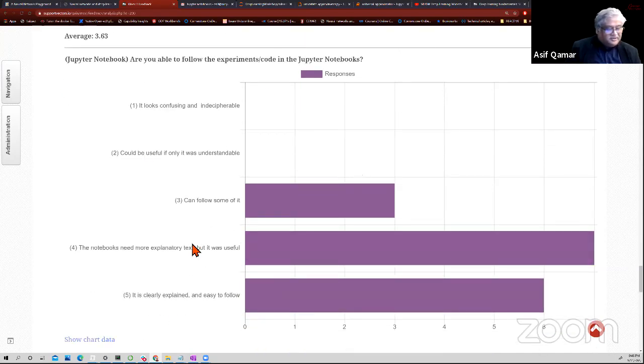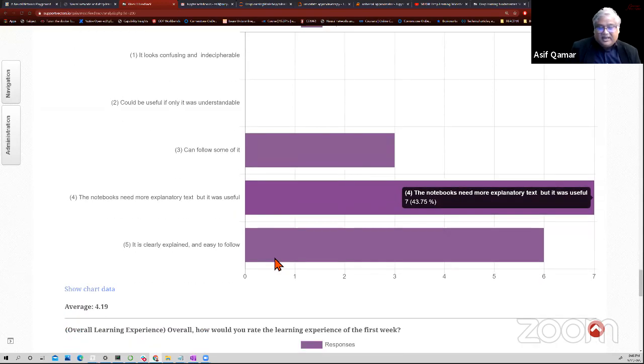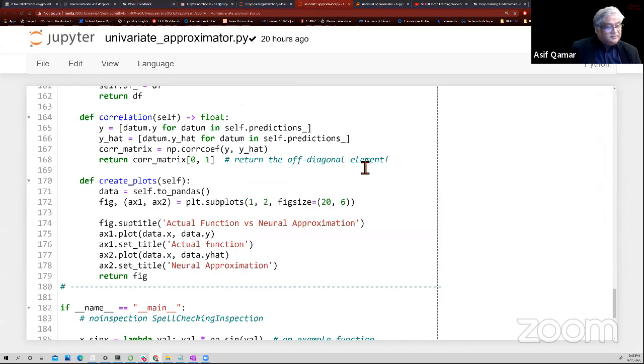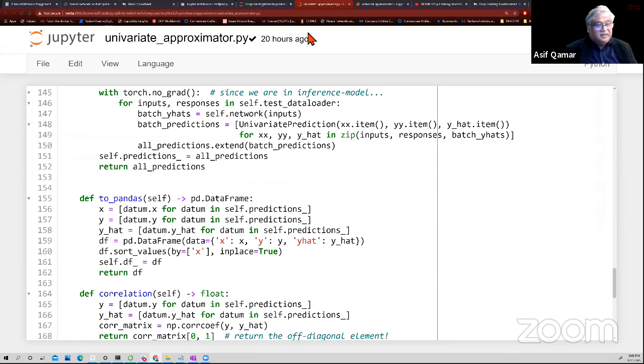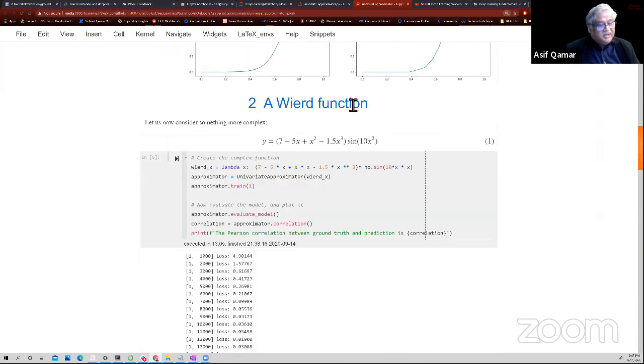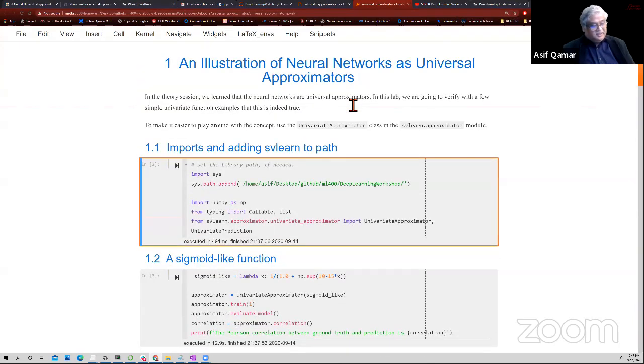So here there was a very useful feedback. It says, I need to add more explanation in the notebooks. I would love to do that. Could one of you elaborate what would help? When you look at a Jupyter notebook like this, give me an idea. How can I help you with more?